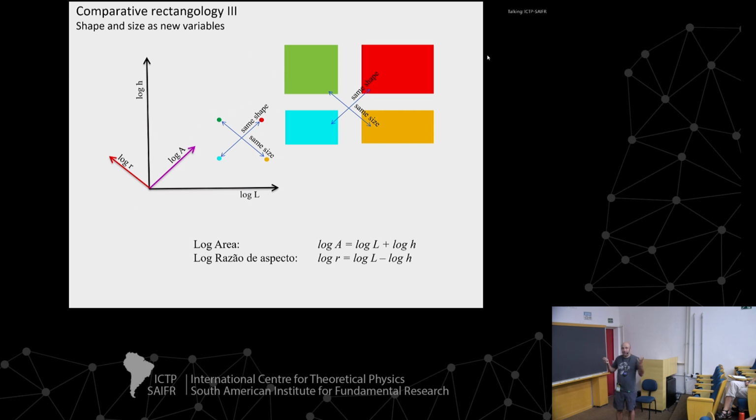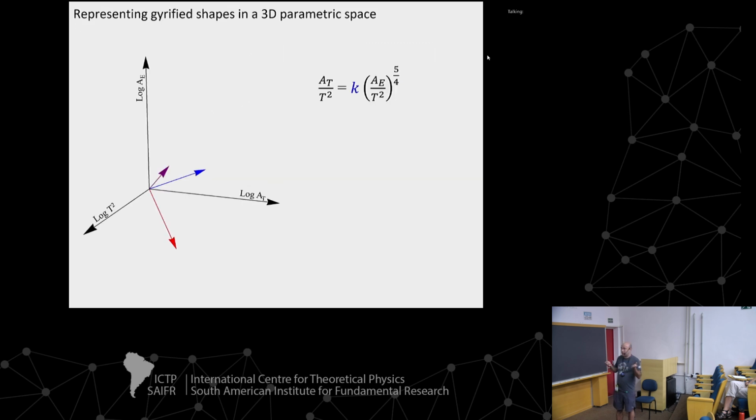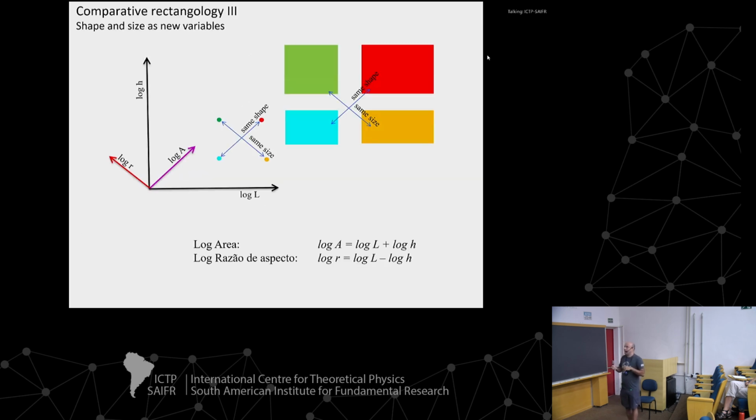So this seems very simple, but the idea that you can segregate shape and size is actually fairly general. And we're going to do the same thing with the cortex. Just note, I'm going to go over this again. The quantity that measures area is the primary diagonal between the two variables. In general, you can define an isometric size as the multidimensional diagonal of however many variables you have, as long as they have the same dimensionality.